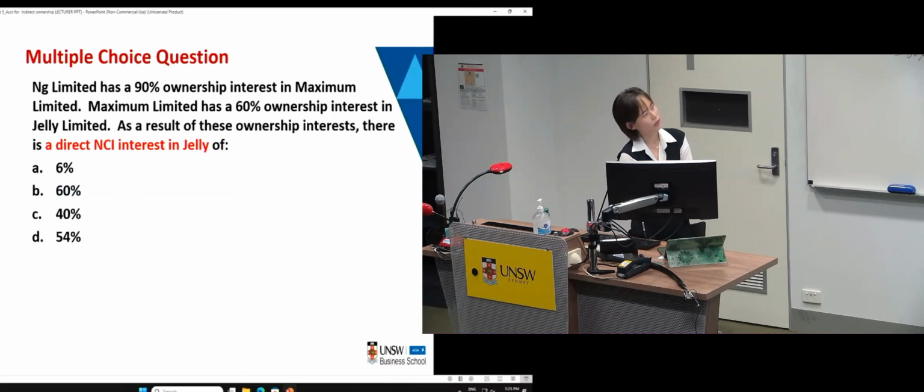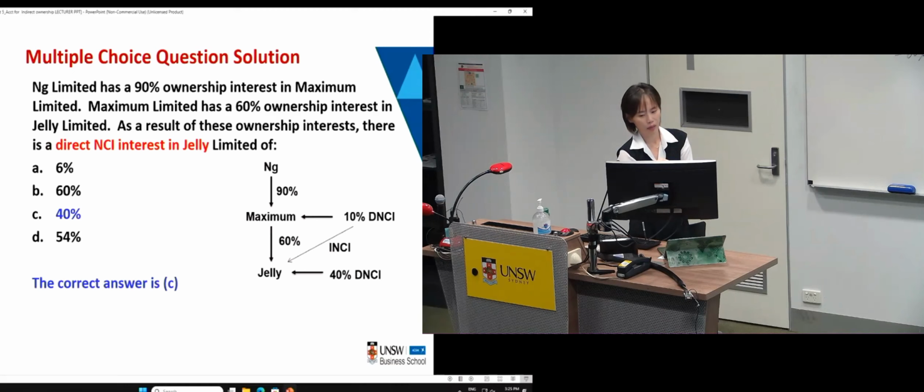Now let's look at this one. DNCI in the grandchild company, Jelly Limited. That would be C, right? 40%. So by using 1 minus 60%, that is 40%. Okay. So does anyone have a question? Let me know. Okay? If you look at this diagram here, you will find Maximum acquired a 60% interest in Jelly. So the remaining 40% of shares in Jelly is the DNCI interest, right?